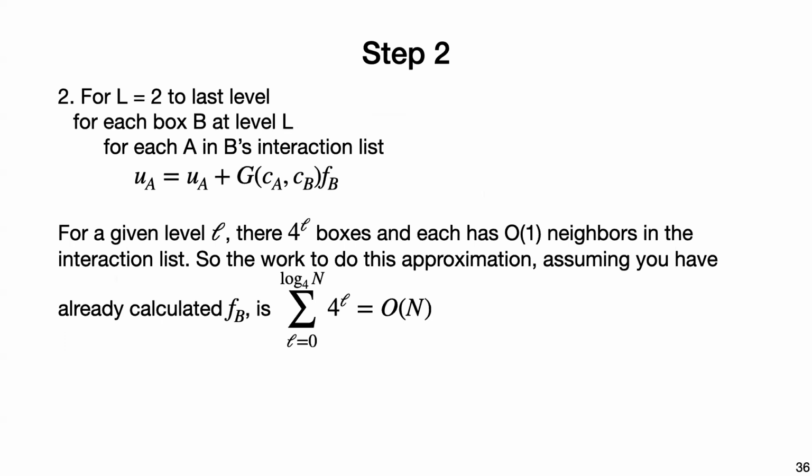In step 2, the new part in the FMM, for a given level there are 4 to the L boxes, like we said. Each one has order 1 neighbors in the interaction list. So, summing them up, assuming that you have already calculated f sub b, it just costs order 1 once you already have f sub b. And so you sum up the number of nodes at every level, over the total number of levels, and it's order n. This is the main work in the FMM, based on these bounding boxes. It's based on the number of boxes, and the number of boxes is order n.